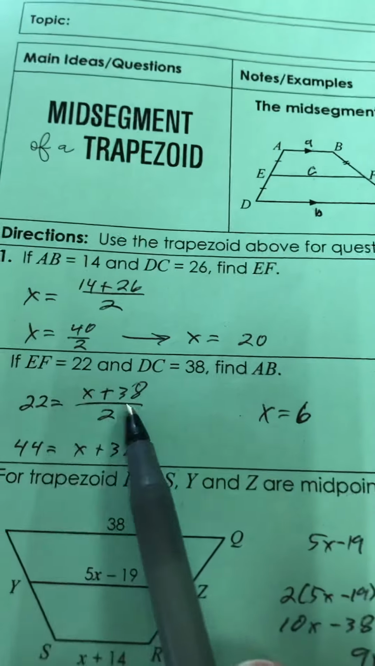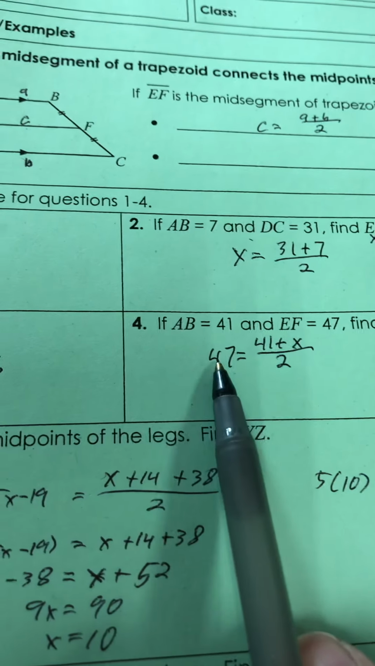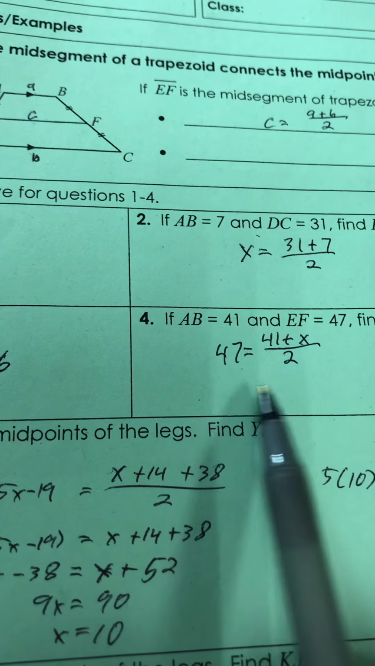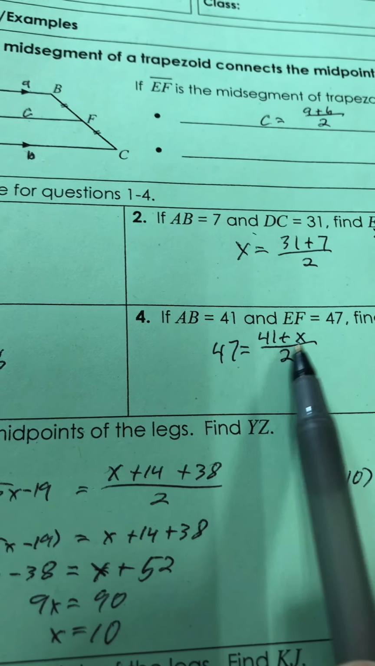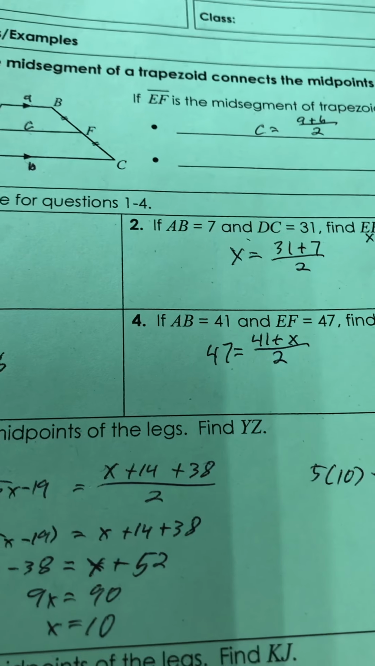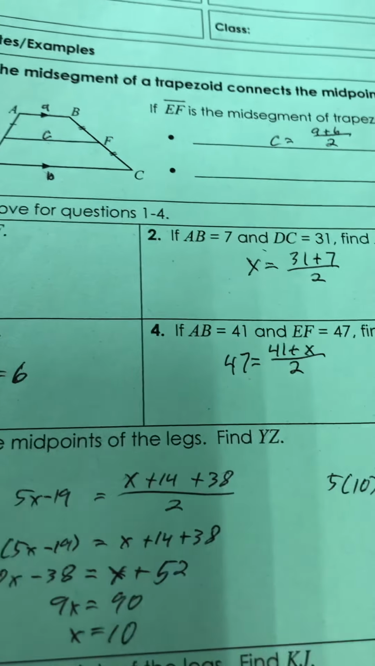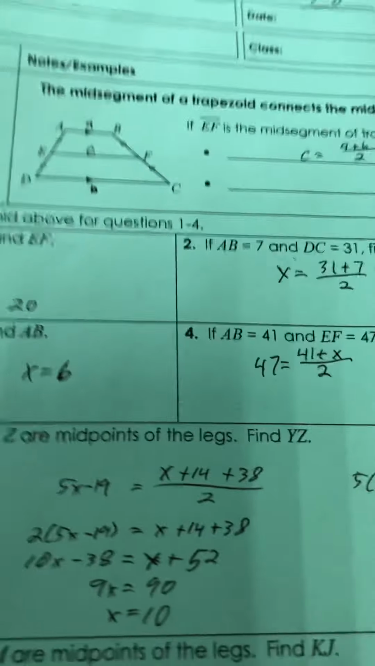So then you're going to do the same thing you did over here. Multiply both sides by 2, so multiply 47 by 2. That's going to be whatever equals 41 plus x, and then subtract 41 from both sides and you'll have x.